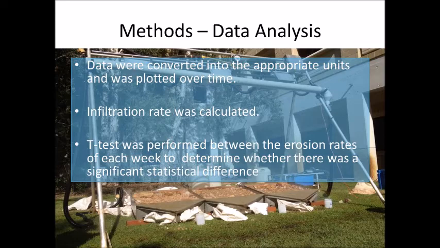Water runoff was converted into millimetres per metre squared per minute, and sediment was converted into grams per metre squared per minute. Observations were then plotted over time. Using this data, infiltration rate for each tray was also calculated. A two-tailed t-test, assuming equal variance, was performed between the erosion rates of the first and second week to determine whether there was significant statistical difference between the two.